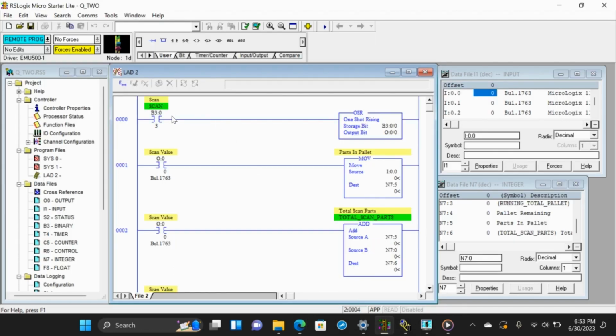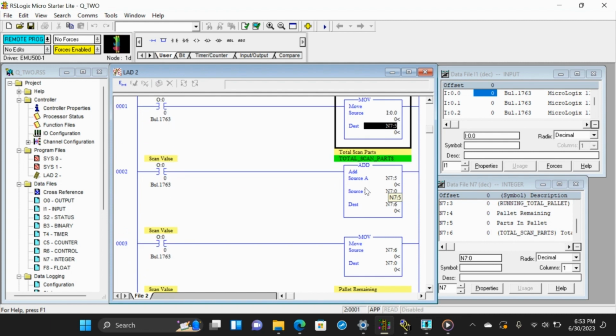So here, this is the complete data diagram. Whenever the pallet barcode is scanned, this part is activated, and the scan value, where the parts in the pallet are stored, is the source. The source value is then transferred to the destination N75.